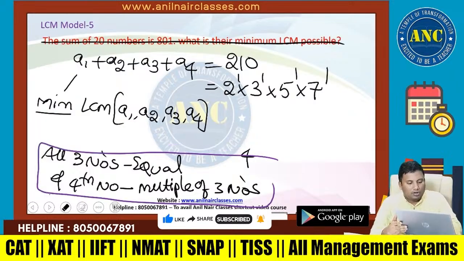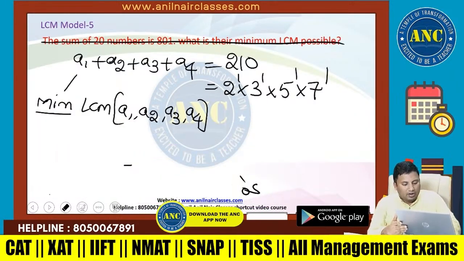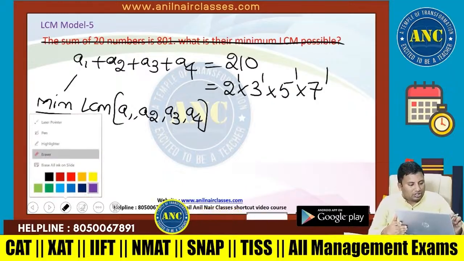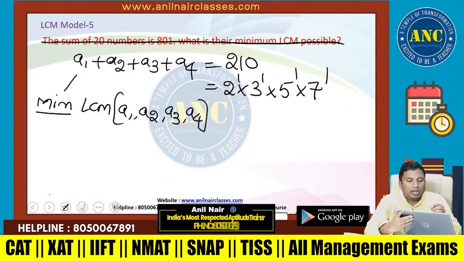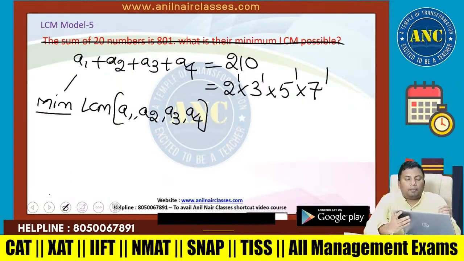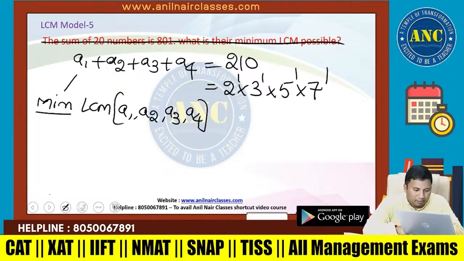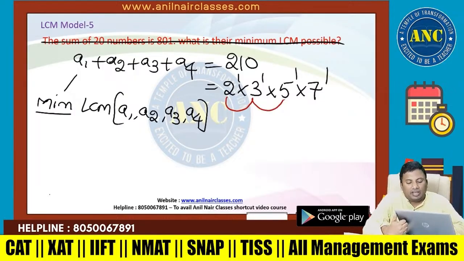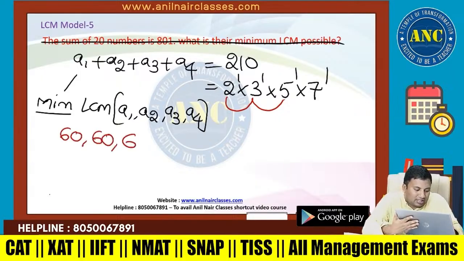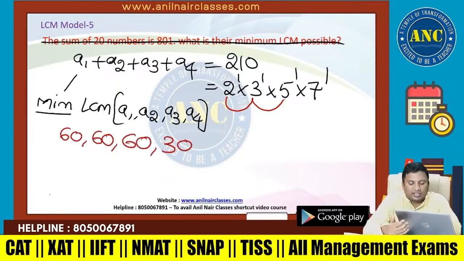We will use this logic to do it. Four numbers. What is the logic? A1 plus A2 plus A3 plus A4 is 210. Minimum LCM. First thing, 2 3s are 6, 6 5s are 30. Three numbers should be equal. 210 divided by 3 is 70. Multiple of 30 closer to 70: 60, 60, 60, 30. One case.